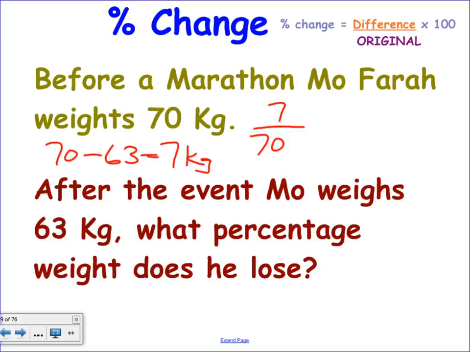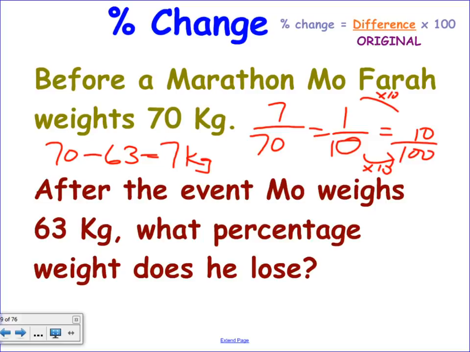First thing to do, you see something like that, simplify it. What goes into the top and the bottom? 1 over 10. What's a percentage? Something over 100. So it's times 10 times 10. So he's lost 10%. Okay.